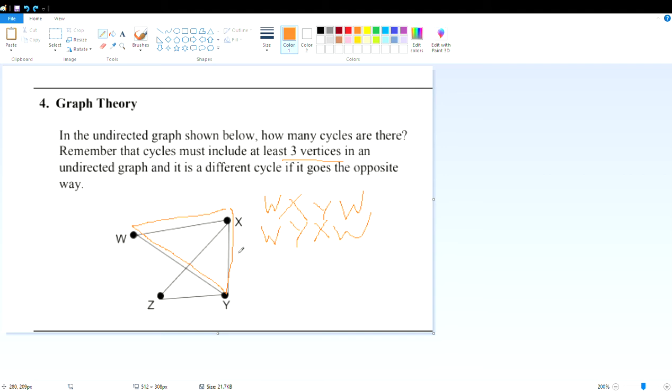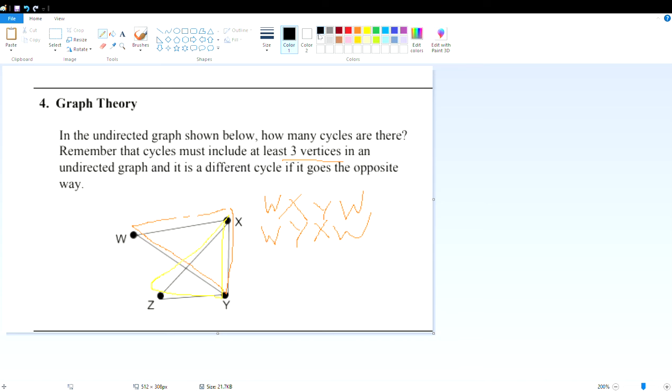Okay, so that's what we have there. So that's one triangle. Okay, and then we have, let me use a different color, yellow, and then we have this one, right? So we have this one, the yellow one.